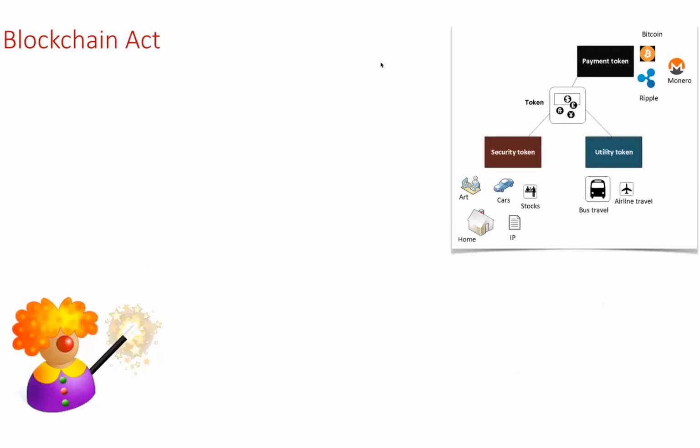And we have three main tokens that we issue. Payment token, of course, that's the Bitcoin, Monero, and so on. That's traditional cryptocurrency. We have utility tokens where we can have bus travel and we can maybe share the token across different bus companies and so on. We buy a certain number of tokens and then we can just spend them.